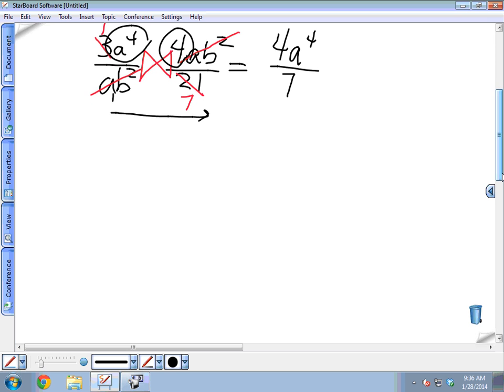All right. The next one is a large multiplication, and you had to factor first and then do your minus 4a.